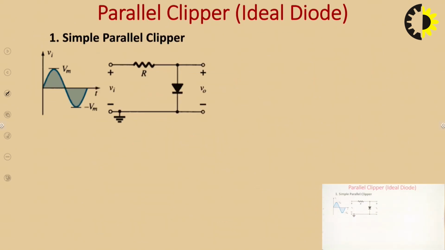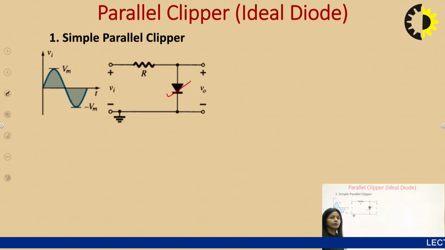Now coming to some parallel clippers, we will also do one numerical from the parallel clippers. The parallel clippers are different from the series clipper. Why? Because here we are taking the output across the diode. Let us see how it is going to work. Again, we will take the sign conventions in advance so that we do not make any mistake for the output voltage, right? Now here, let us do it for the positive half cycle.